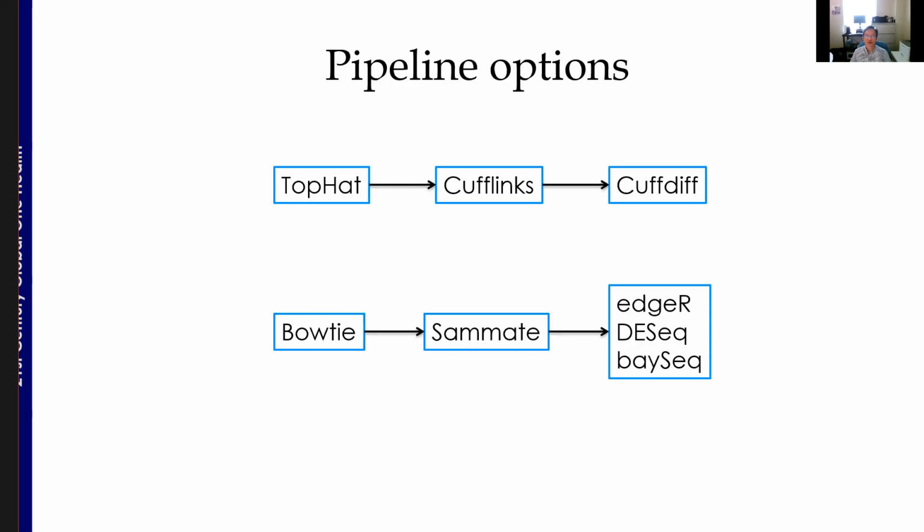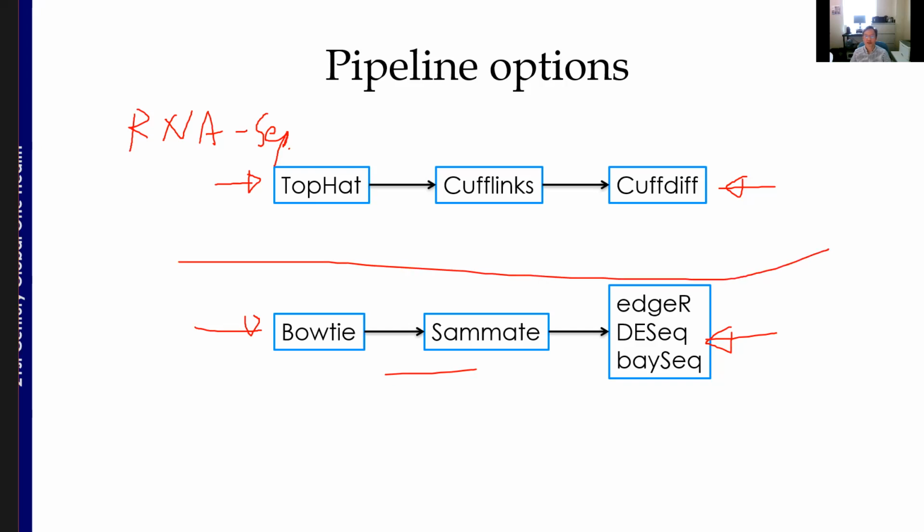And there are pipeline options for the RNA-seq analysis. RNA sequencing is transcriptome sequencing to compare gene expression differences across samples. You can use so-called TopHat, Cufflinks, and Cuffdiff. There's a series of packages. And you can use Bowtie, SAMMate, or other tools to do the DE analysis. So there are different combinations, different flavors that can achieve similar goals, and there are options of pipelines of software.